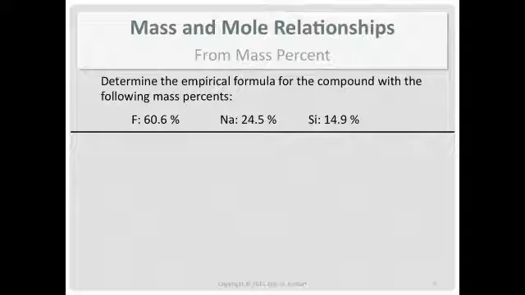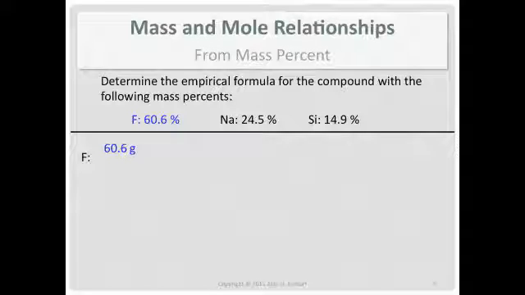Now you're not told how big the sample is. So in these problems, your choice of sample size is very important. And we've done some problems in which it seemed easier to choose a mole of sample. Well, you only choose a mole of sample when you have the chemical formula. We don't have the chemical formula here. And we're told the mass percents. So for mass percent, an easier sample size to me would be 100 grams of sample. Because if you have 100 grams of sample, how much fluorine do you have? Well, you have 60.6 grams.